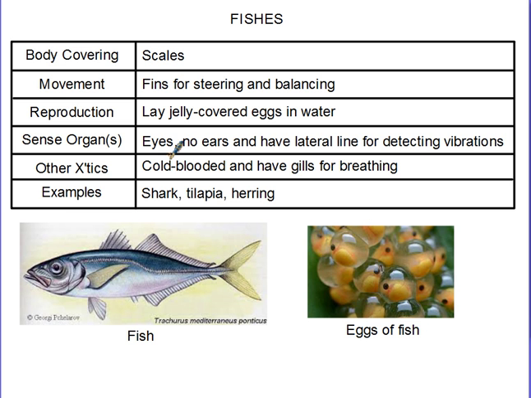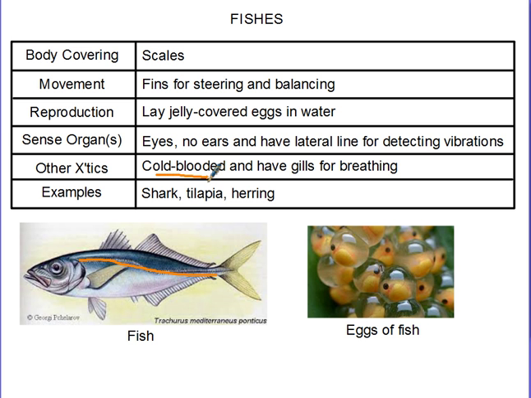They have eyes but no ears and have a lateral line for detecting vibration. This is what we call the lateral line. This lateral line helps to detect vibration, so that when there is a change in the water in which it is found, it will know how to react. Fishes are cold-blooded. When we say an organism is cold-blooded, that means the organism does not maintain a constant body temperature. Its temperature is determined by the environment.